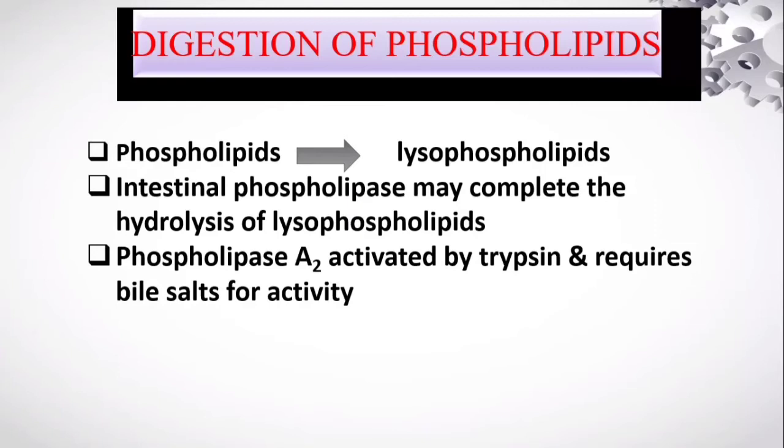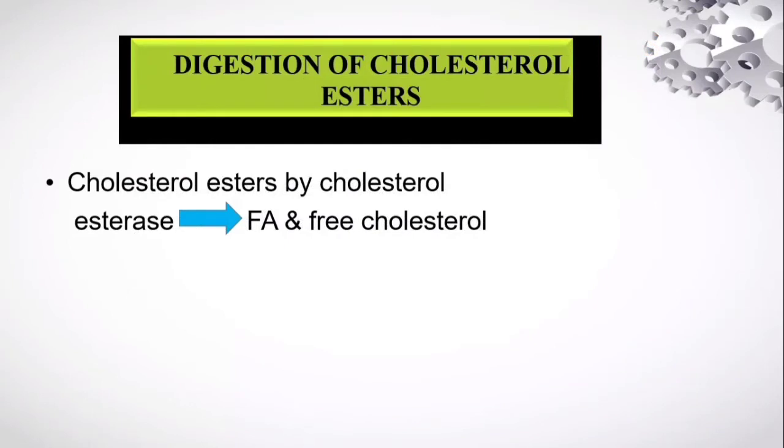The enzyme lingual lipase, along with a small amount of phospholipid as an emulsifier, initiates the process of digestion. These actions cause the fats to become more accessible to the digestive enzymes. As a result, the fats become tiny droplets and separate from the watery components. Digestion of cholesterol esters: when we talk about cholesterol esters, they are broken down by cholesterol esterase, which can be produced into FA and free cholesterol.